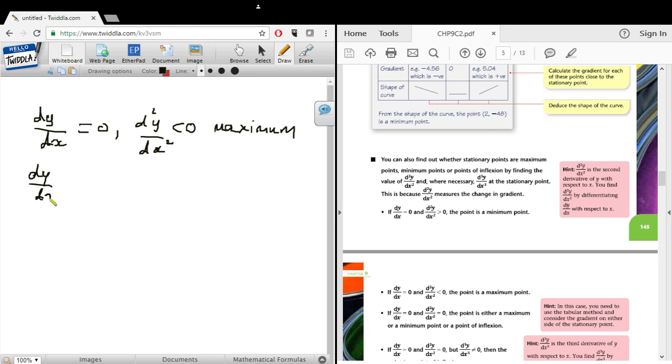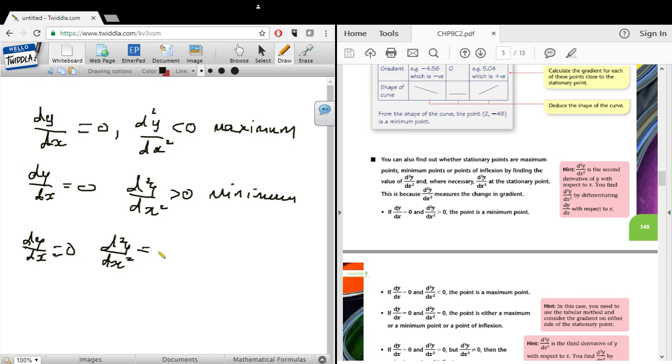If dy/dx equals 0 and d squared y over dx squared is greater than 0, it's a minimum. And then if d squared y over dx squared equals 0 and the third derivative, d cubed y over dx cubed, does not equal 0, we have a point of inflection.